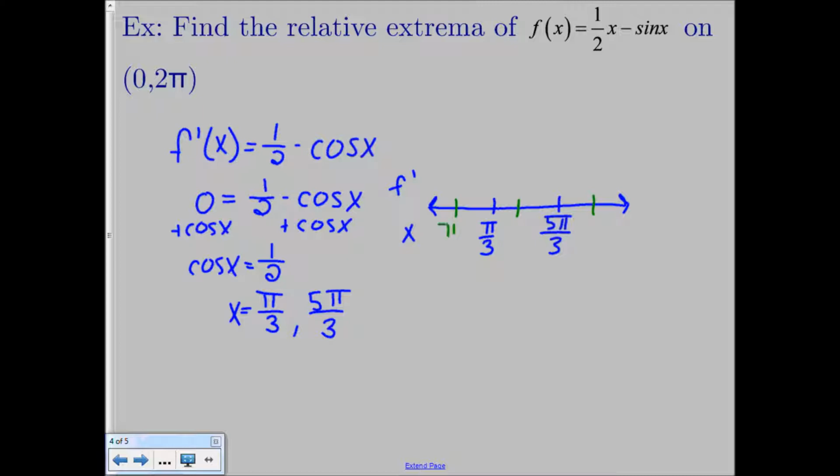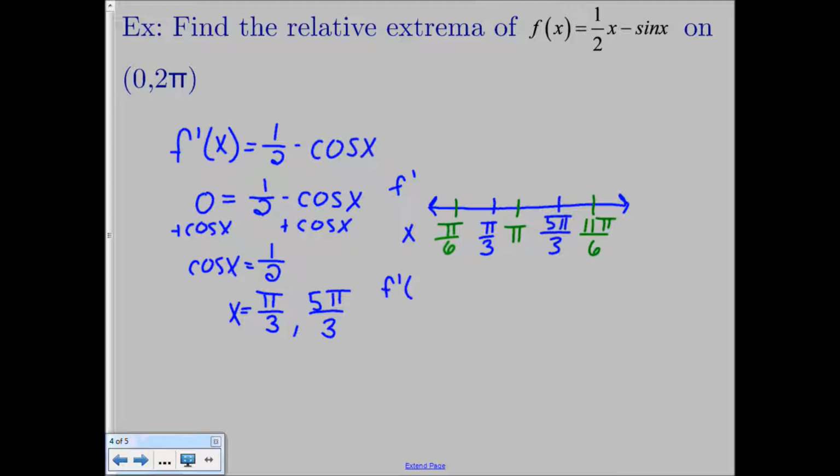pi over 6. We could plug in pi for the interval in between, because pi is definitely in between those two. And then we could plug in, 5 pi over 3, we could do 11 pi over 6. See what happens. Okay, so now let's plug those into our derivative and see what the signs are.